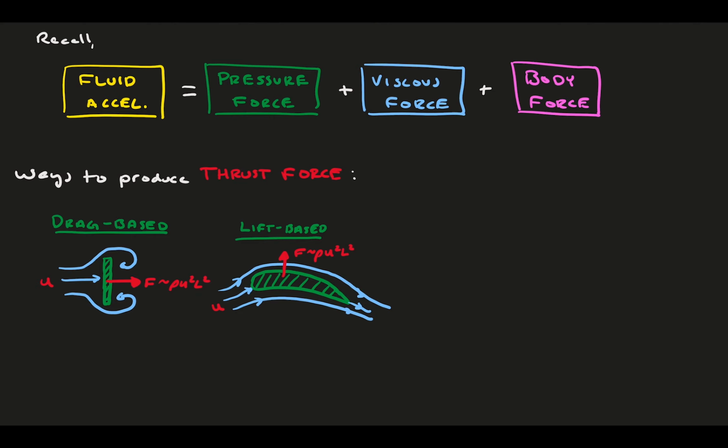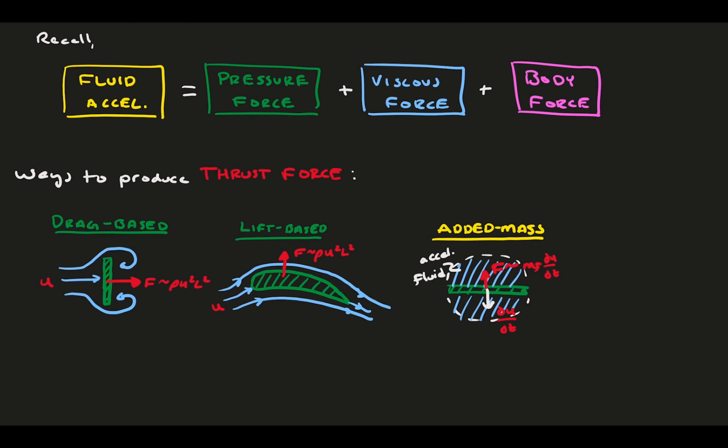These are the two thrust sources based off of pressure force. The next thrust force type is added mass thrust. If you accelerate a body in a fluid, it will also accelerate a region of fluid nearby. This accelerated fluid has a mass and an acceleration, so it produces a force. And this force can be utilized as thrust.